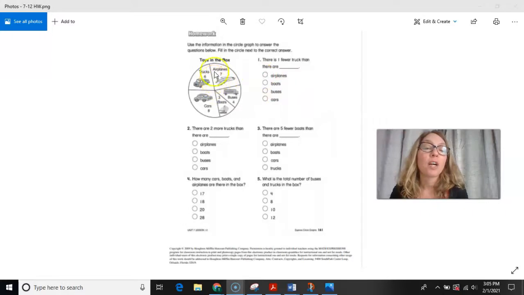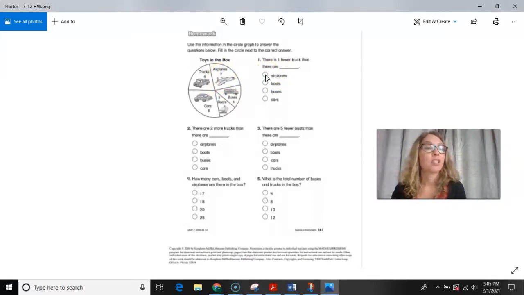So back to number 1, there is 1 fewer truck than there are. So we're going to find the trucks. There are 6 trucks. So if there is 1 fewer truck than something else in this picture, what could it be? If it's 1 fewer, we know that we're looking for something that's 1 more. So what's 1 more than 6? We can see airplanes is 7. So your answer here would be airplanes.